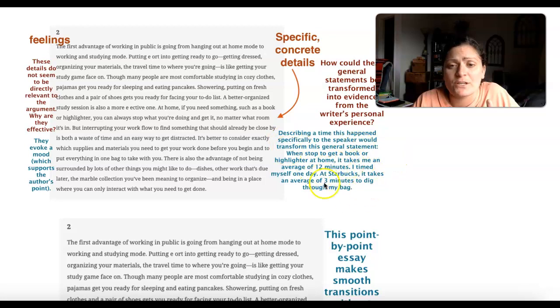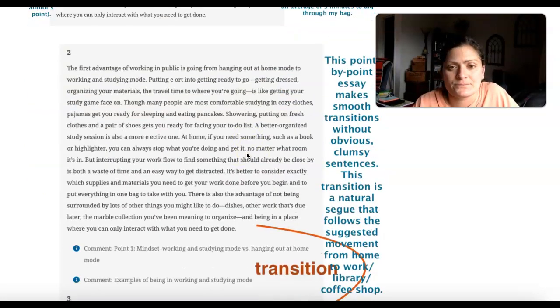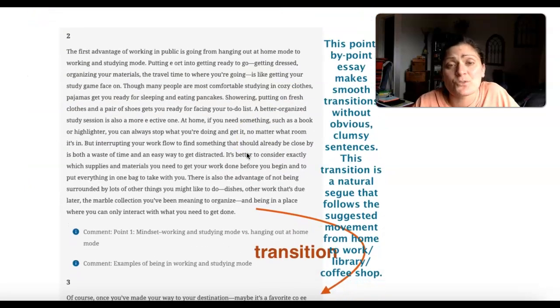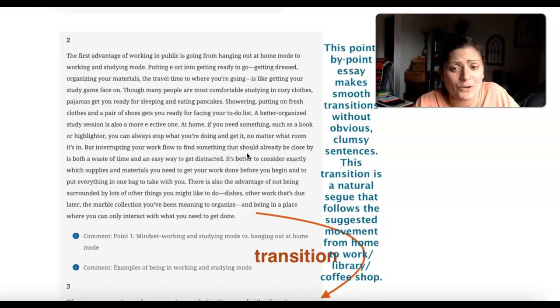So I've written that out here on the side. If you could say, when I'm at home, it takes me 12 minutes. And I timed myself one day, but when I was at Starbucks, it only took me 3 minutes. And so if I'm interrupting myself every 20 minutes to get something, here's how much time I'm wasting, whereas when I'm out, I'm only losing this many minutes. That sort of concrete evidence from experience would be stronger than these sort of general statements. And that happens throughout the essay, as you can see in my notes that go with this.